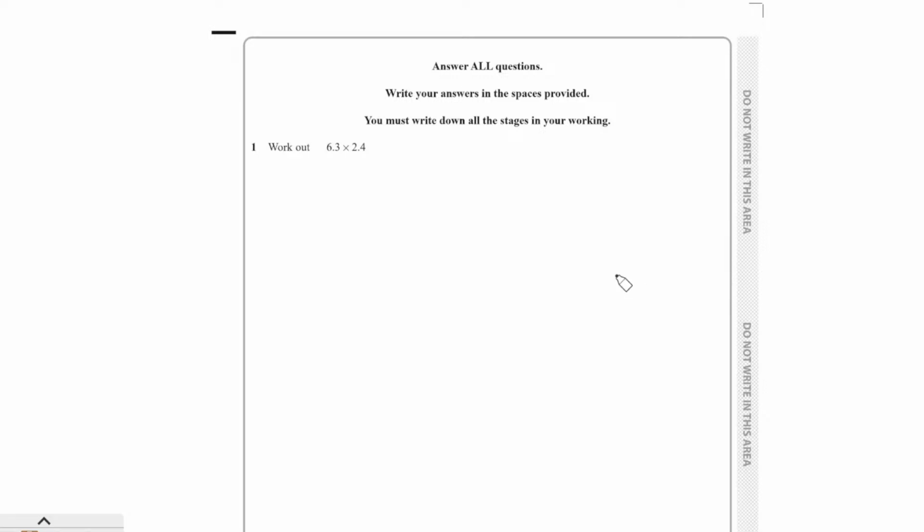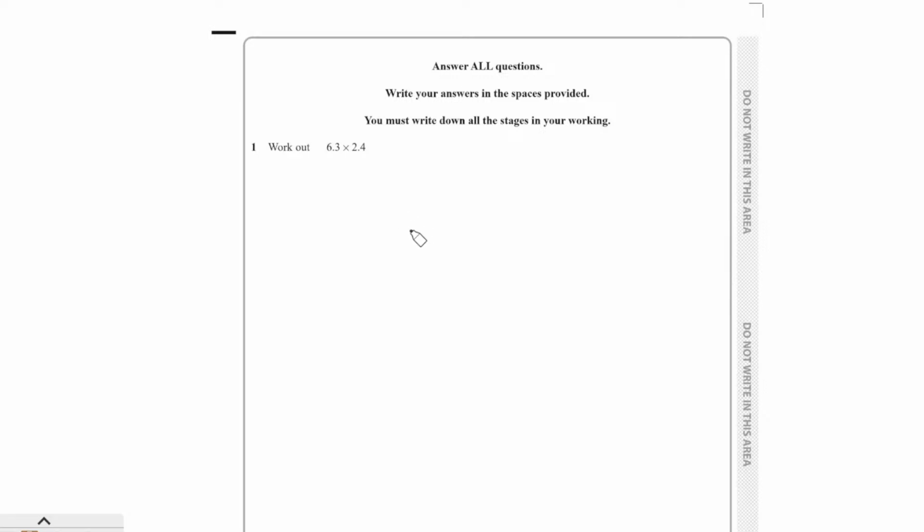So let's get straight into question 1. We've got another decimal multiplication one. I don't know if you remember, we did one last week, June 2023, paper 1, which I'm pretty sure the first question was very similar. We had some kind of decimals multiplied. So definitely make sure you know how to do this.